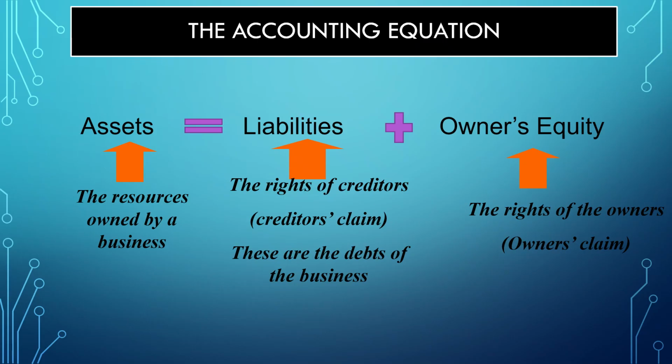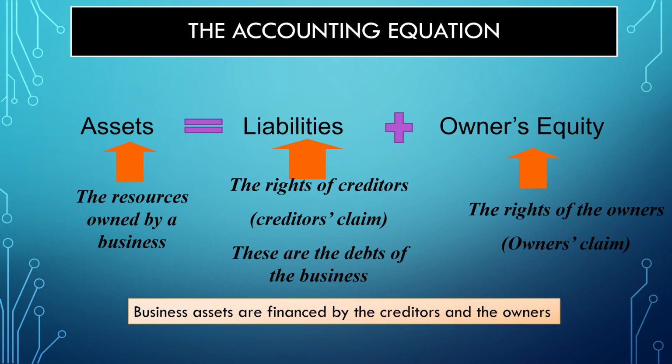This means that the business assets are financed by the creditors and owners, because what the business owns came from both the creditors and the owners. So the creditor and the owner put up assets to the business. Okay? So anything the business owns came from either the creditor or the owner.